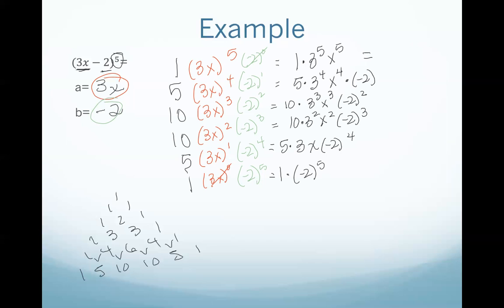Simplifying further, 3 to the 5th, that's 81. Let's see, 3 times 3 times 3 times 3 times 3. So that's 9 times 9 times 3, which is 81 times 3, which is 243 x to the 5th. Now this is going to be 81 times 5. And remember, you have a calculator, you can use it.